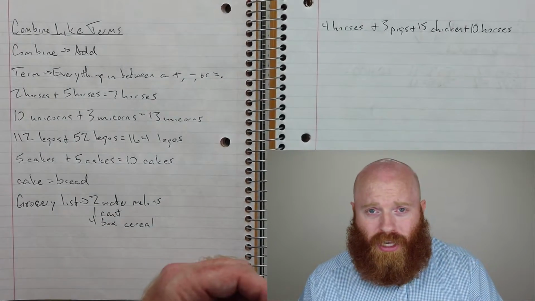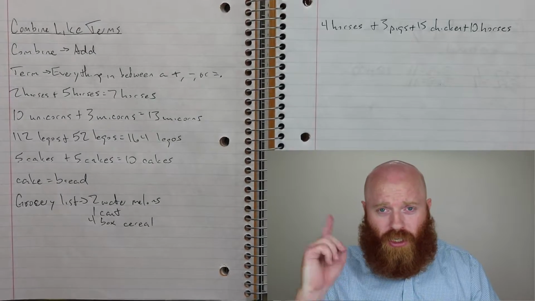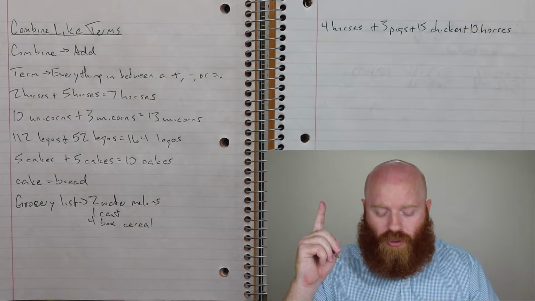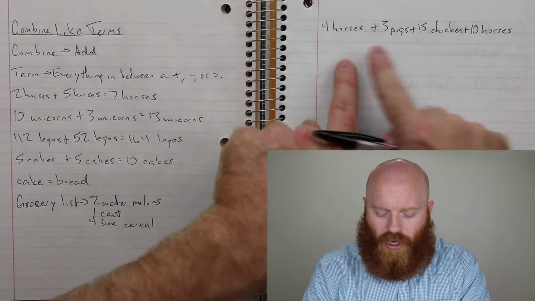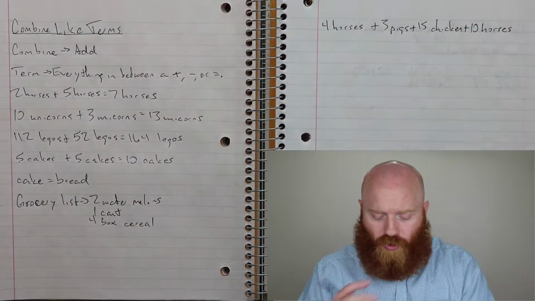Well, I'll tell you what I can do: take advantage of the commutative property of addition. I made a video if you don't know what that means. Watch this video. I can commute these numbers. I can commute them, which means travel. I can switch them.